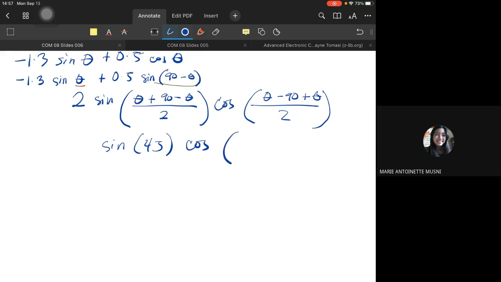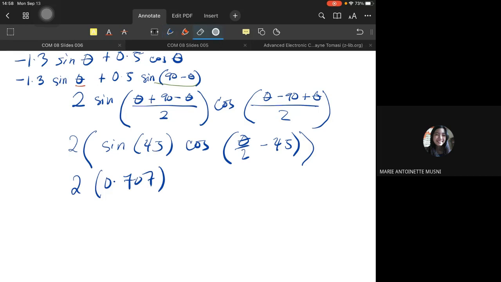Cosine, 2 theta over 2 minus 45. So it is 2 theta minus 45 over 2 minus 90 over 2. So, theta minus 45.